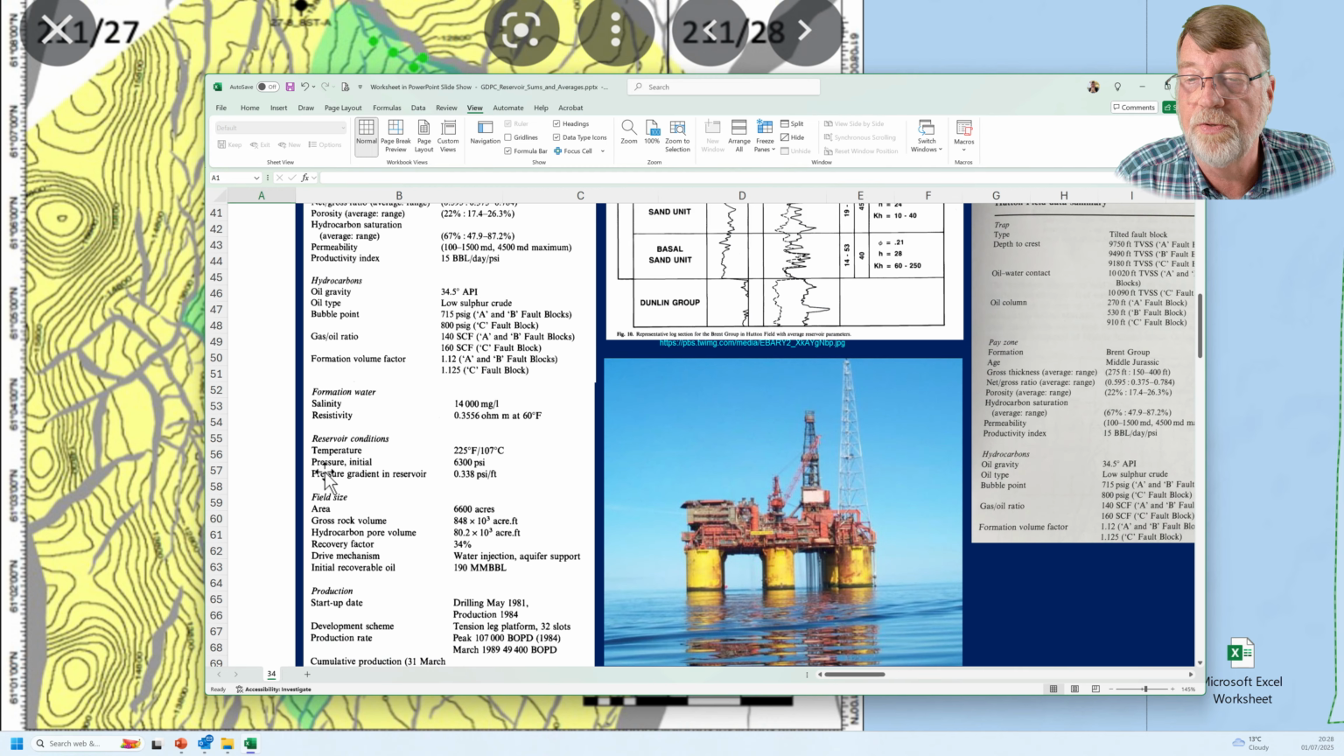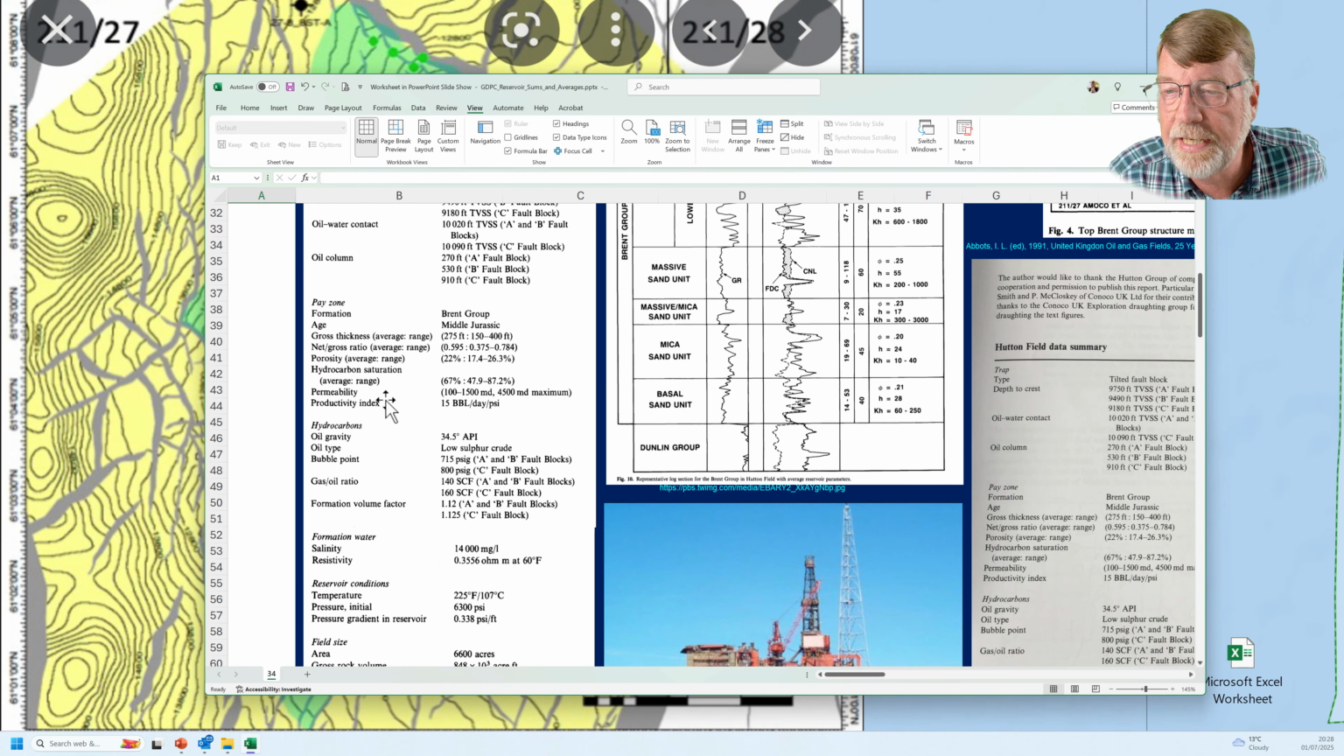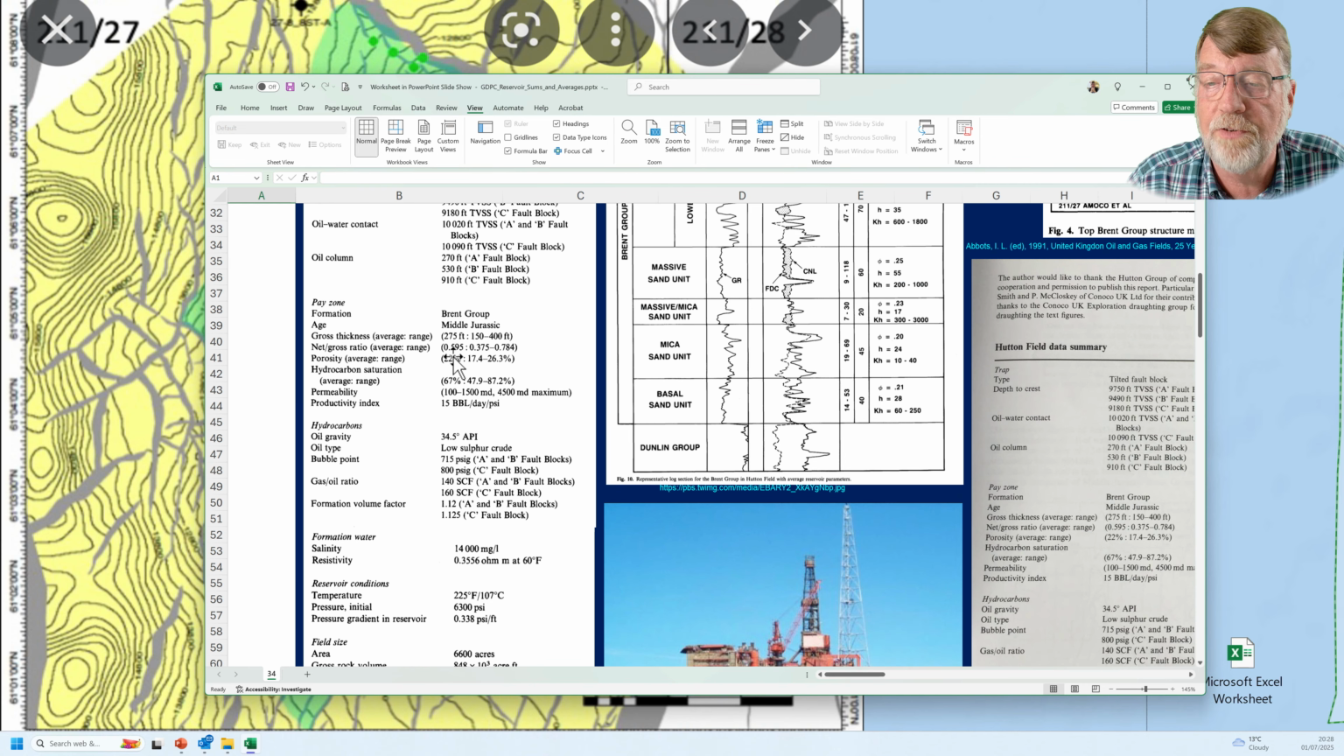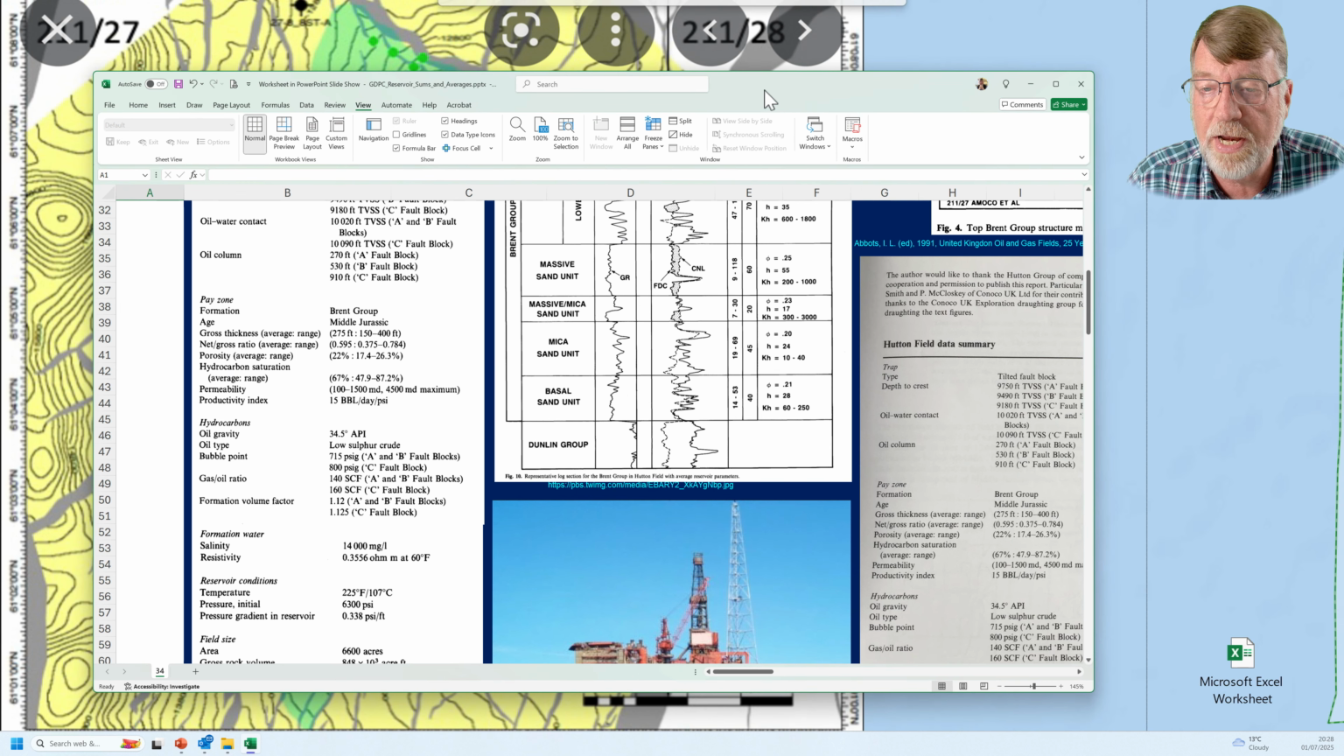It tells you the temperature, pressure, field size, bubble point. Where are we? Here's the porosity. The average porosity is 22%, and I think we can all agree that the average is just one number, but it does also give you a range here, 17 to 26%.